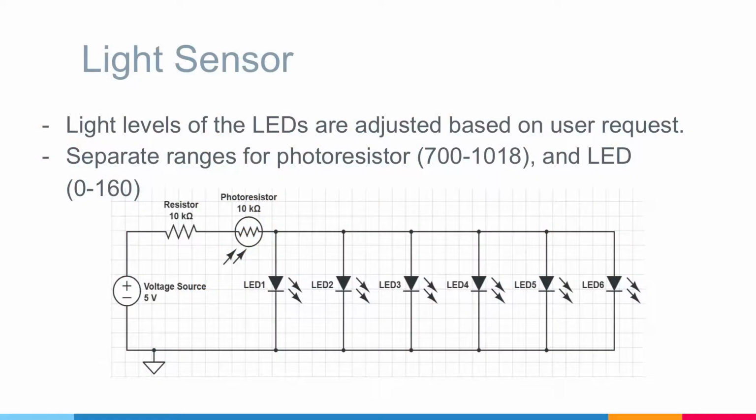The next sensor we built was a light sensor. For the light sensor, the brightnesses of the LEDs are adjusted based on whether the ambient light levels in the room are greater than or less than what the user requests. The light sensor circuit consists of a 10,000 ohm resistor, followed by a 10,000 ohm photoresistor, and then 6 blue LEDs in parallel, as shown in the circuit diagram below. The Arduino reads voltage changes across the photoresistor and then converts these voltages to photoresistor readings with arbitrary units of brightness, ranging from 700, which is extremely bright, to 1018, which is extremely dim.